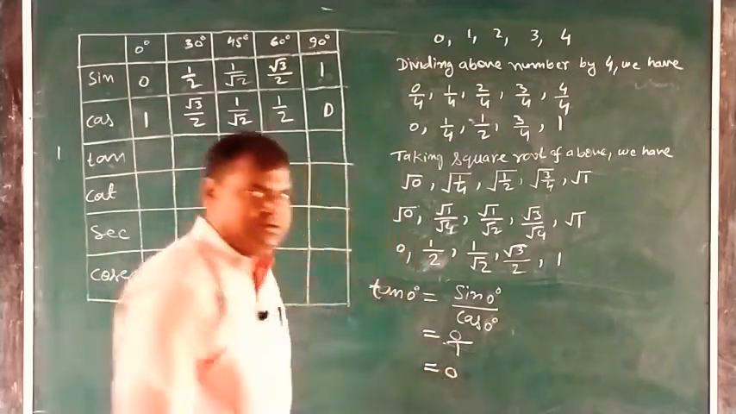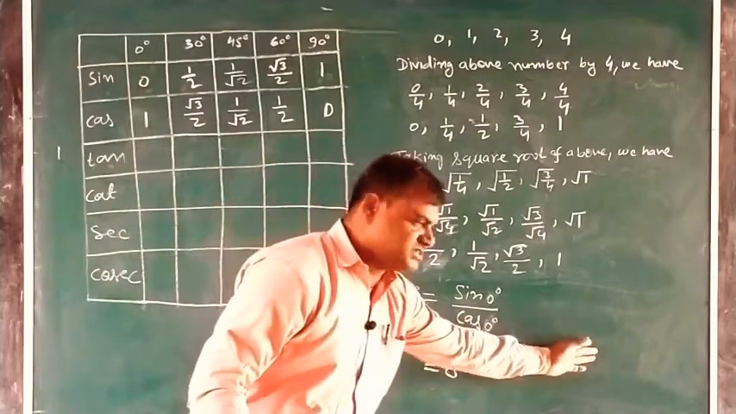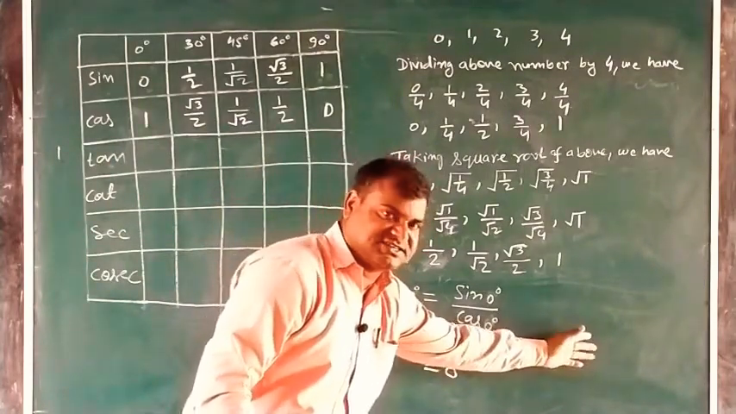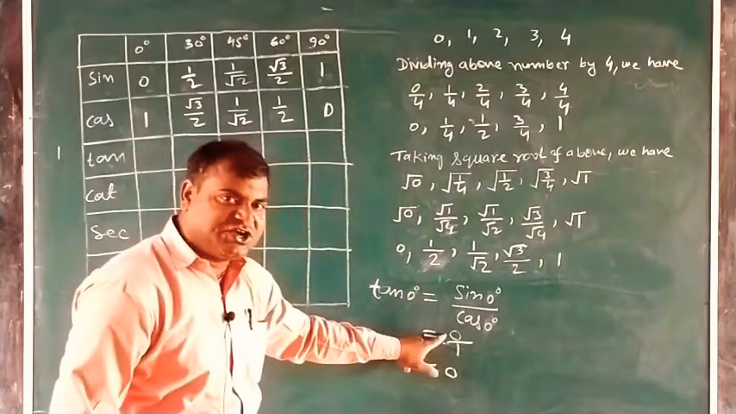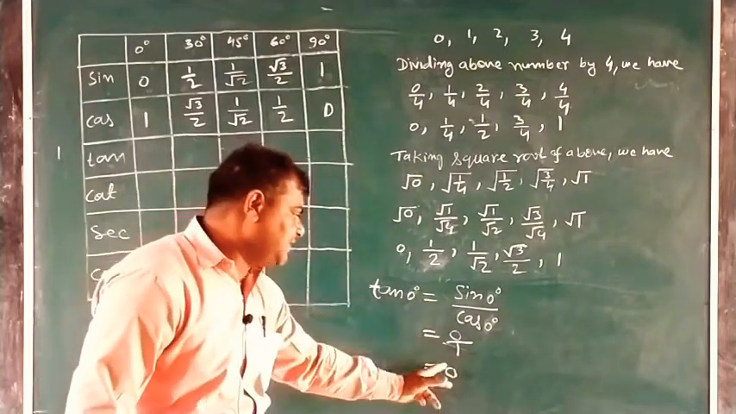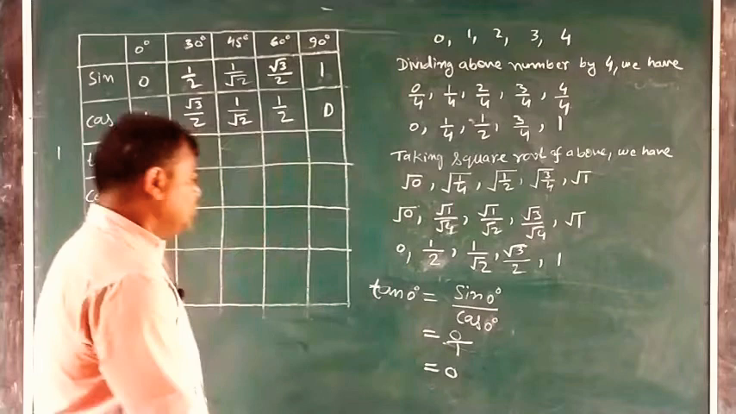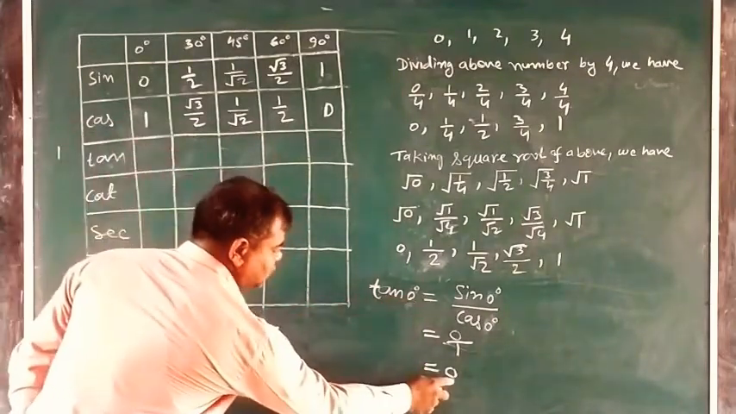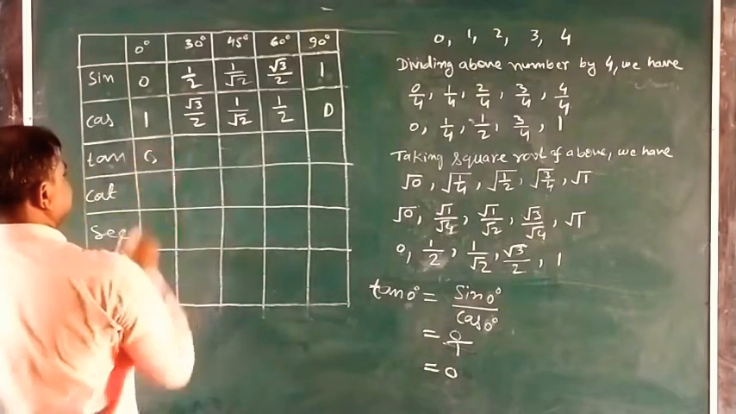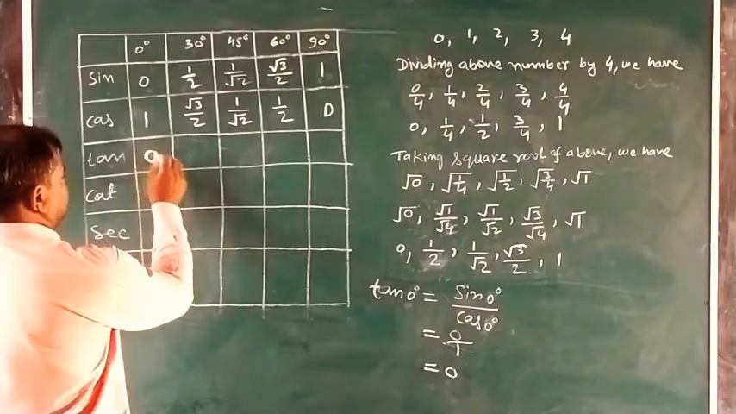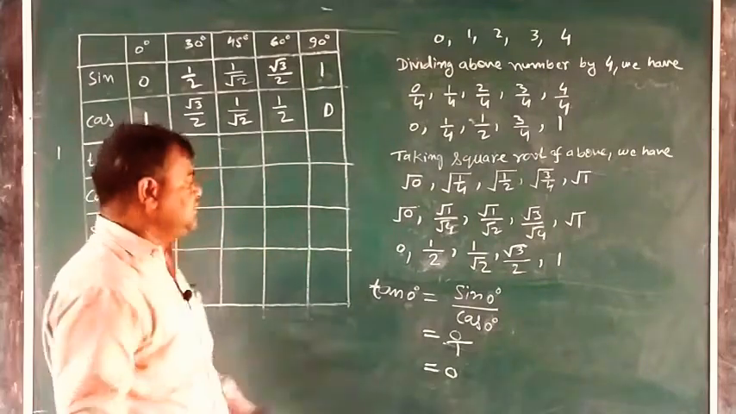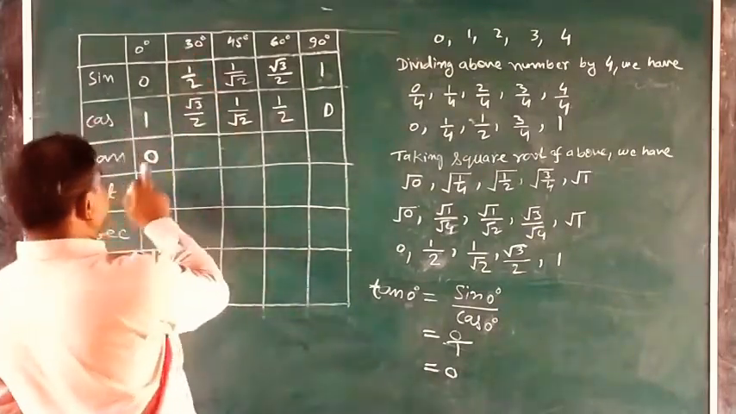We have already discussed this in this video. If the numerator is 0 and the denominator is anything, then its value is 0. So the value of tan 0 is equal to 0. Clear? Any doubt? And same like this, the value of tan 30 degree.